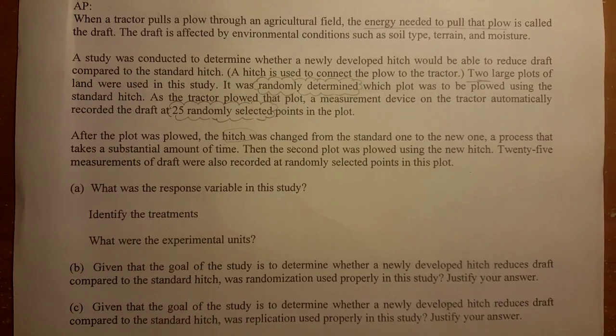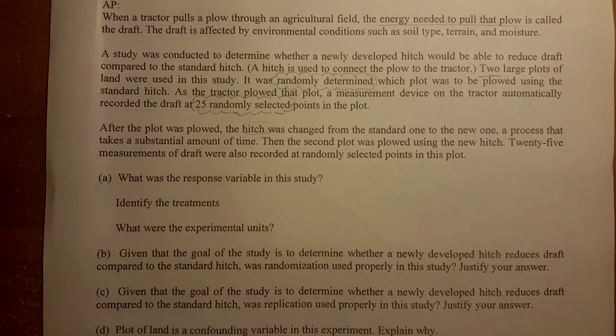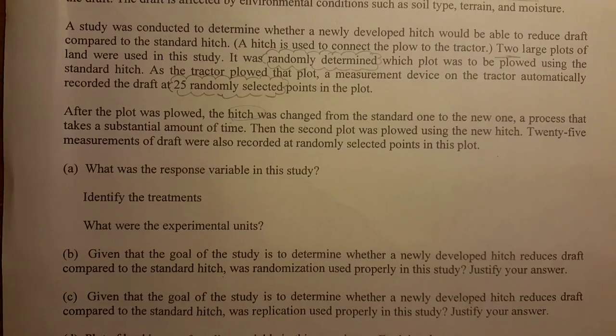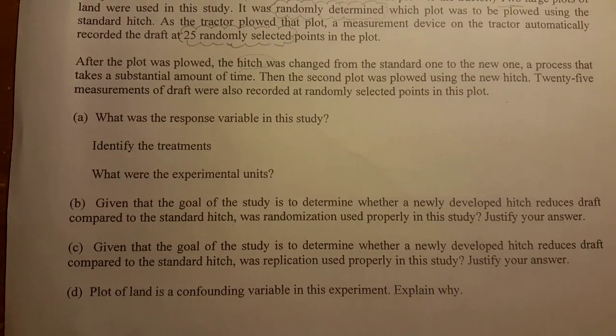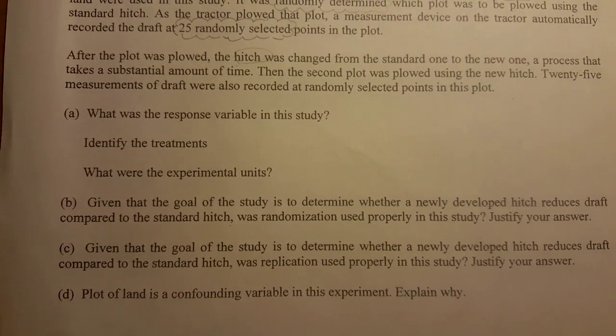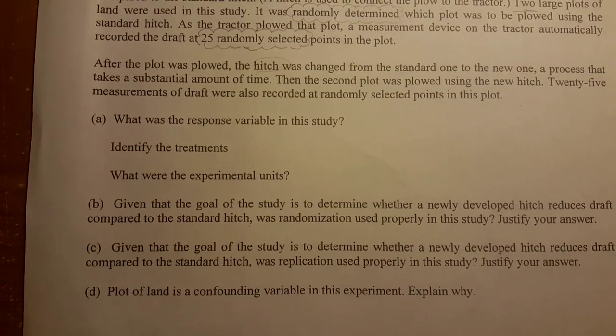Then, the second plot was plowed using the new hitch. 25 measurements of draft were also recorded at randomly selected points in this plot. A. What was the response variable in the study? Identify the treatment. What were the experimental units?